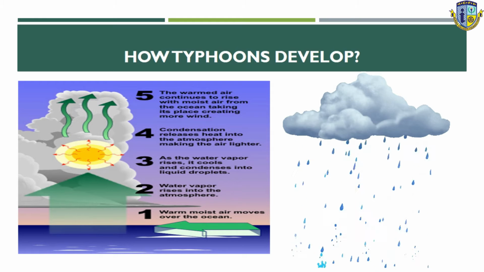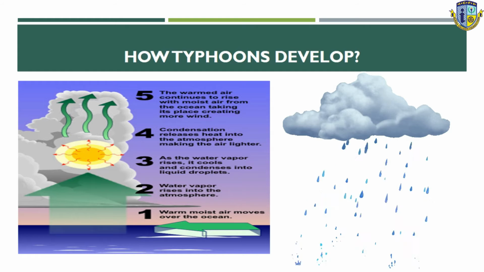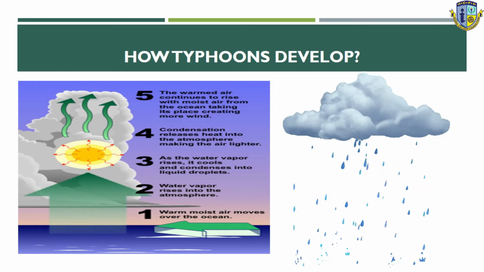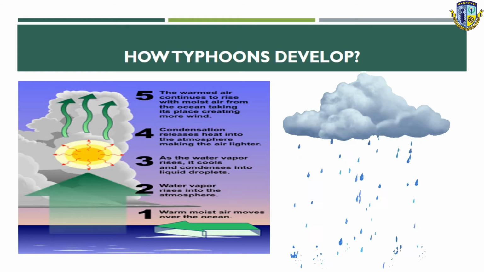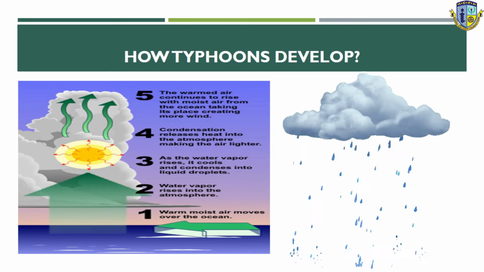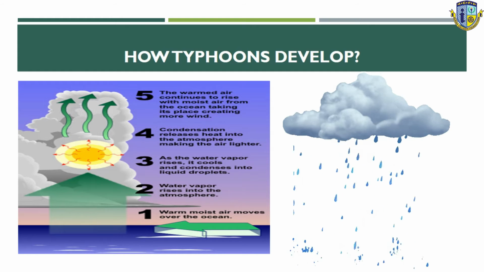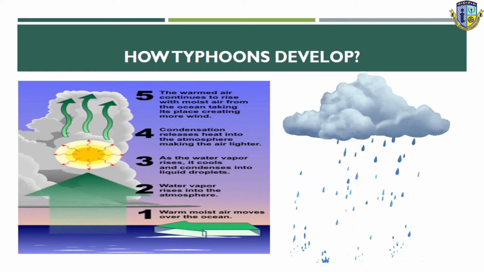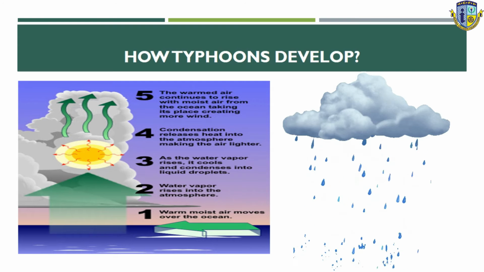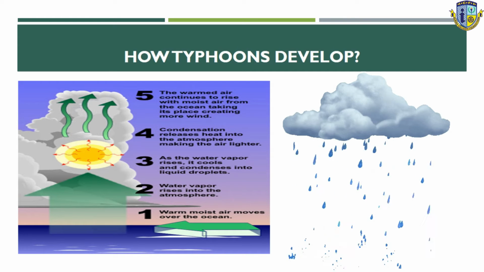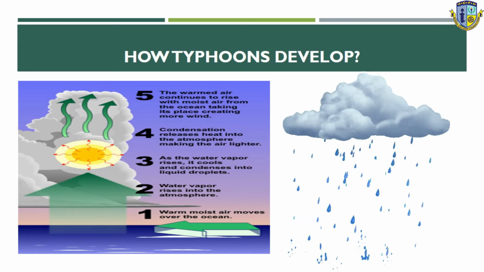The Coriolis force makes this air mass rotate counterclockwise in the northern hemisphere and clockwise in the southern hemisphere. Air at the center of this growing spiraling mass rises rapidly and condenses into clouds and rain. The condensation releases large amounts of heat into the atmosphere. This produces even lower surface pressure and stronger winds, resulting in a stronger tropical cyclone.